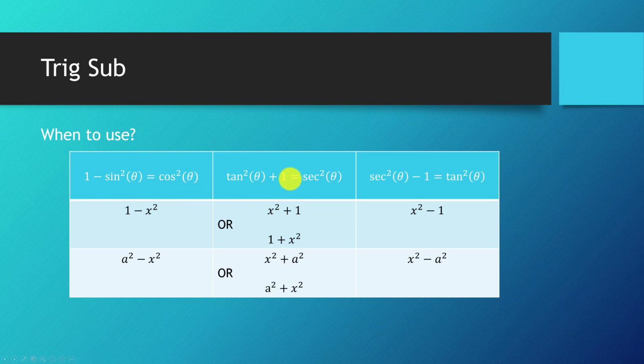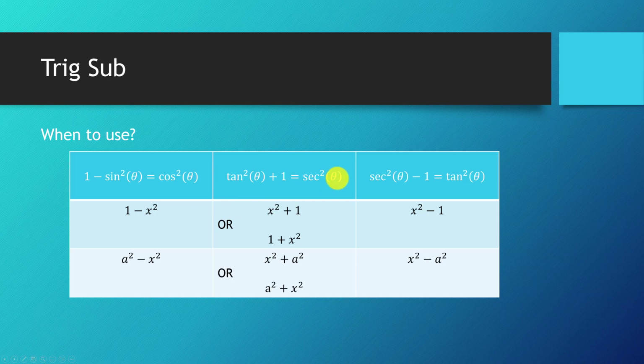Same idea here. Tan squared theta plus 1 equals secant squared theta. So if you see an x squared plus 1, or 1 plus x squared, or x squared plus a squared, or a squared plus x squared, you'll know to use x equals tangent so that you can get these two terms to be replaced by one term, secant squared theta.